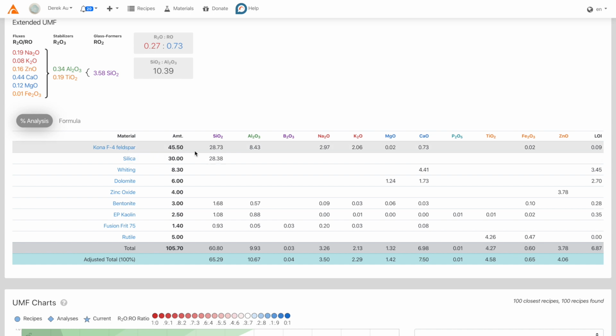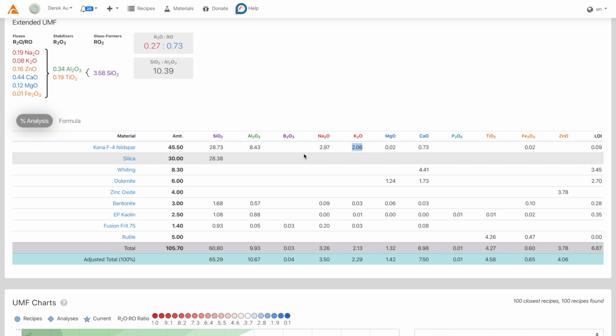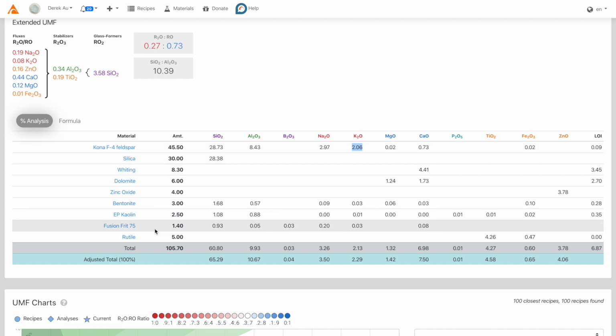For the Kona F4, it contributes silica, alumina, sodium, potassium, a little bit of magnesium, calcium, iron. It has more sodium than potassium, so we can kind of assume that it's a soda feldspar. And this Fusion Fritz 75 has a little bit of boron, but not much, silica, and a little bit of sodium.